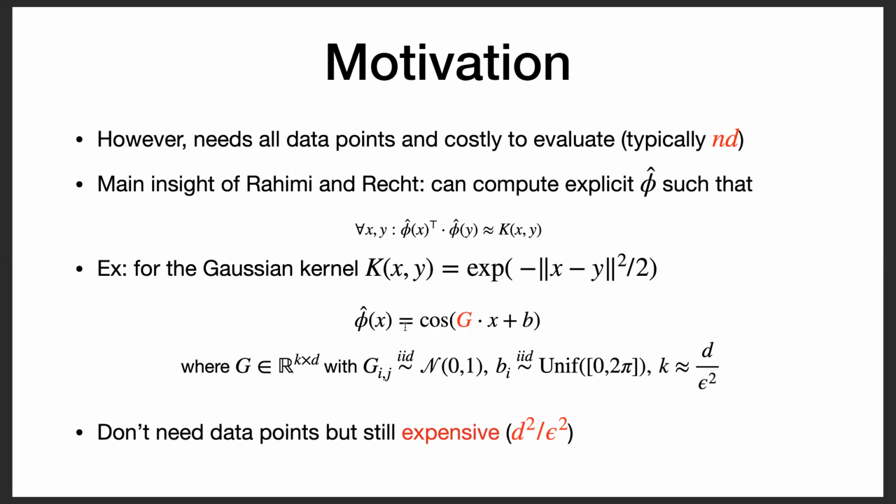So this solves one problem in the sense that you don't really need to store all the data points. You could simply compute this mapping explicitly, and you could store the linear function in this higher dimensional space. But it's still somewhat expensive to evaluate for a new input point. Since this is a d over epsilon squared by d matrix, computing this linear transformation, g times x, takes time d squared over epsilon squared. So can you do something a little bit better than this?